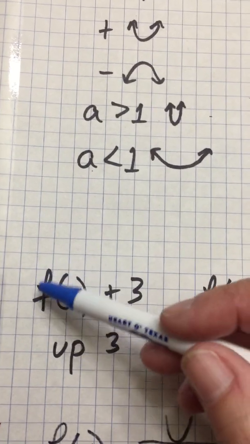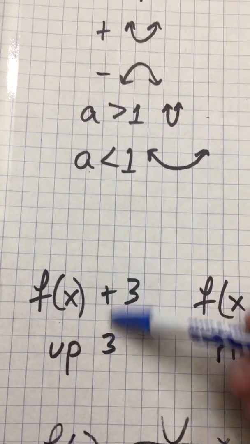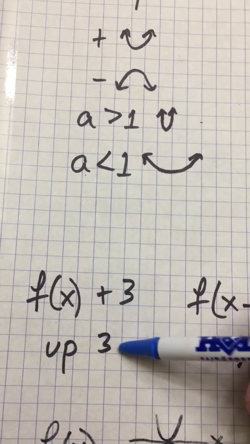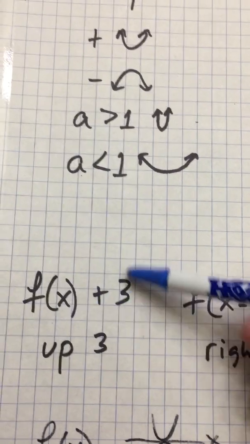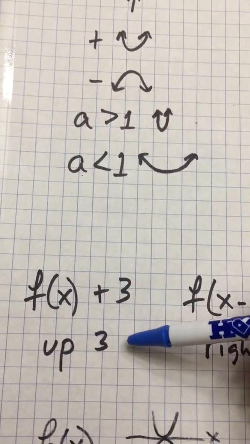So if they take your function and you add or subtract at the end, okay, this is your up and down motion. Okay, if it's a +3, it goes up 3. If it's a -2, it goes down 2. So this is the good kid who's outside at recess who does what he's supposed to. +3 is up, -2 is down.